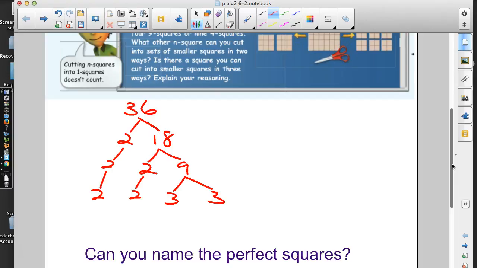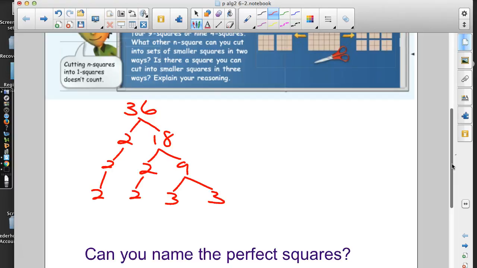So I look at this and I see this looks kind of unique, because we had 2 2s and we had 2 3s. Wait a minute, that makes sense, because this would be 4 if you multiplied them together, and this would be 9. Those are perfect squares. That's the reason that it worked.